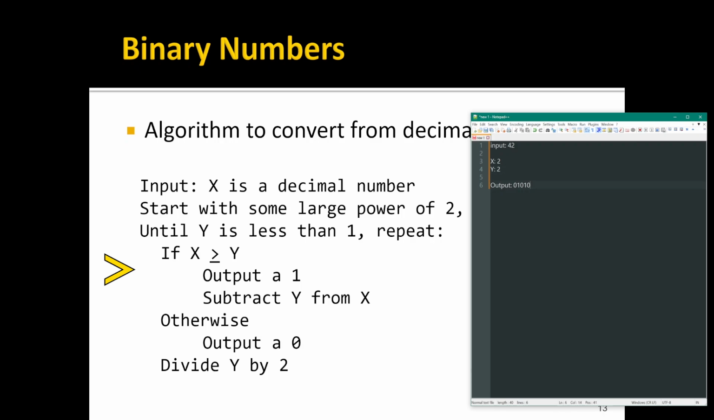So we output a 1 in the 2's column. Subtract y from x, which puts us at 0. We divide y by 2 again, which leaves us with 1. 1 is not less than 1, so we loop again. So with x at 0 and y at 1, x is less than y, so we do the otherwise section there. We put a 0 in the 1's column. We divide y by 2 again, which gives us 0.5 or 1/2. At that point, y is less than 1, so we no longer repeat, which means we're done.